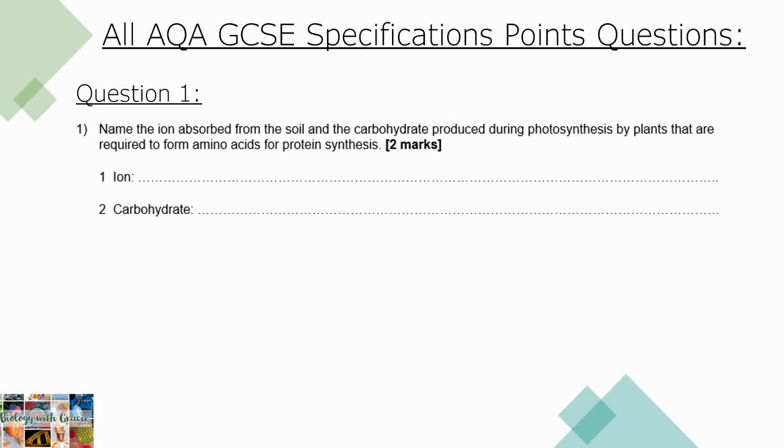What I'm going to do is highlight the key words of the question. We want an ion, and we know this is absorbed from the soil, so that's a clue there. Then we've got a carbohydrate produced during photosynthesis, and these are required to form amino acids for protein synthesis. If we have a little think about the information we've just discussed, we know that amino acids are made up of nitrogen, carbon, hydrogen and oxygen. This means that our ion must be linked to one of these 4 elements.